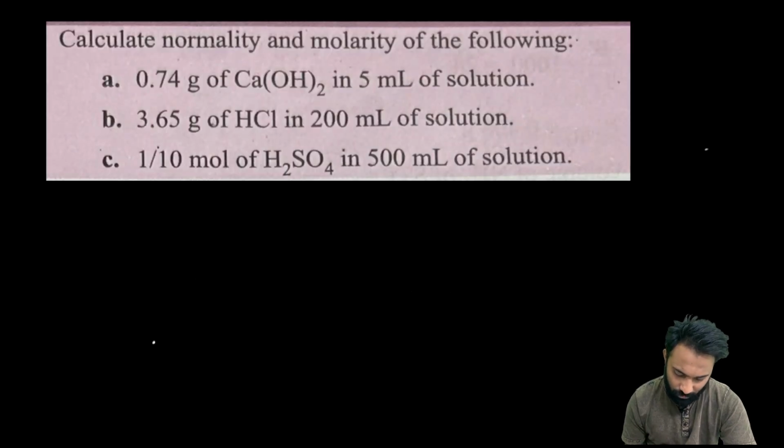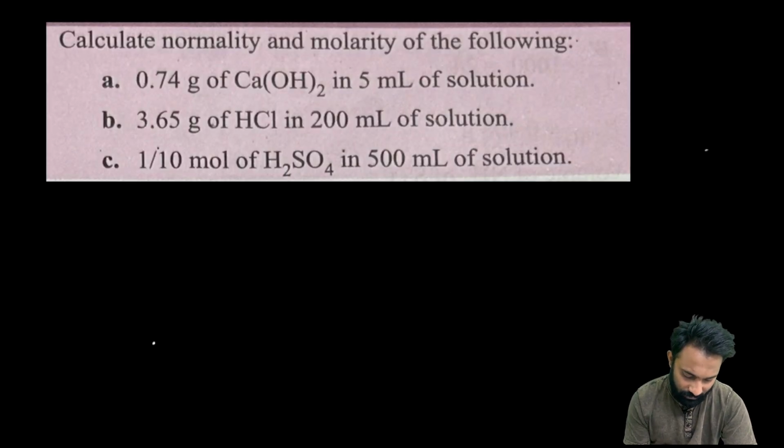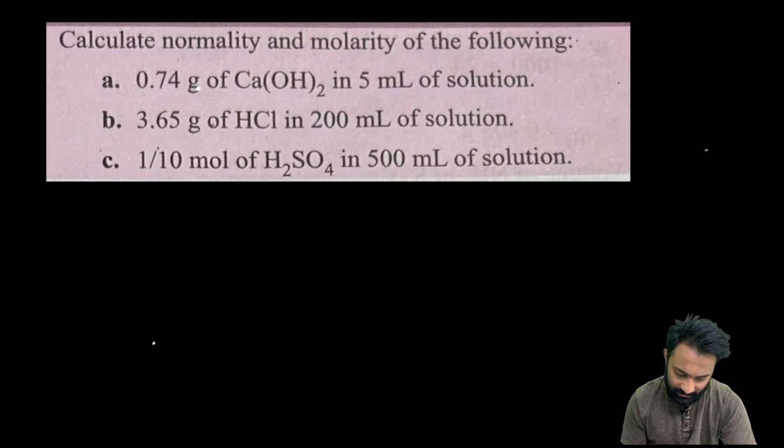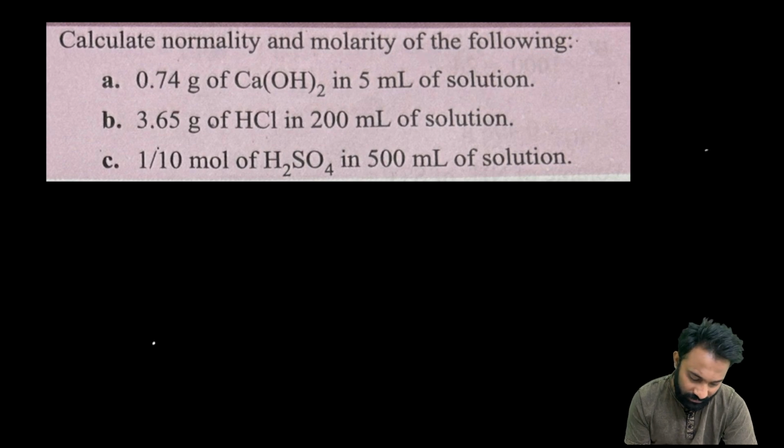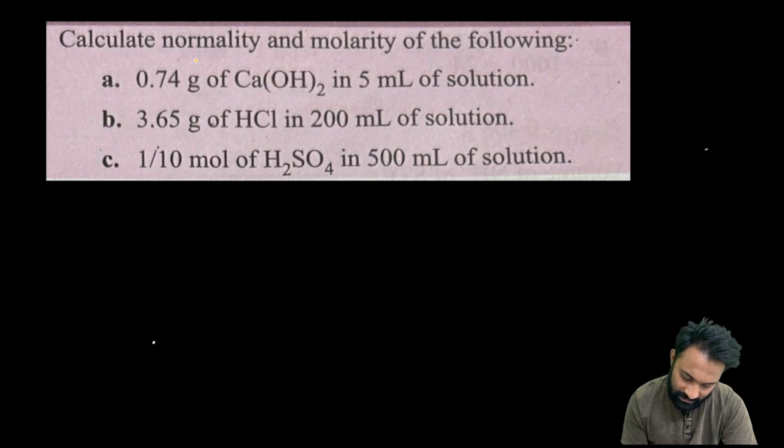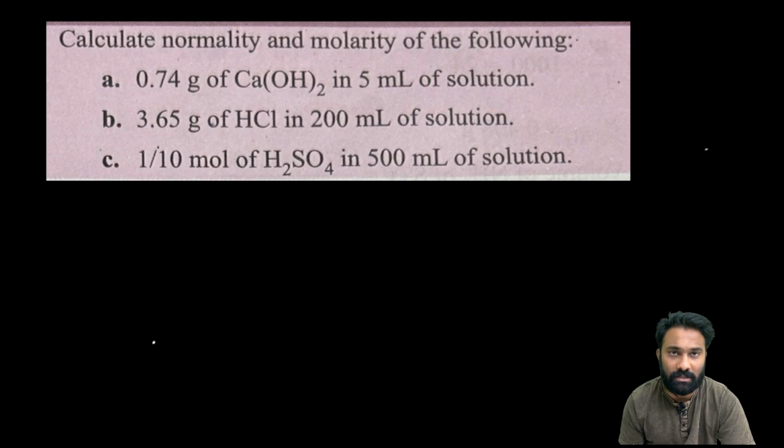Okay, now we'll move to another important and beautiful question. They are asking: calculate the normality and the molarity of the following. For this data, they are asking the normality as well as the molarity. First we'll solve the normality, then we'll go with the molarity, or first the molarity and then the normality. First I will go with the normality of this A.